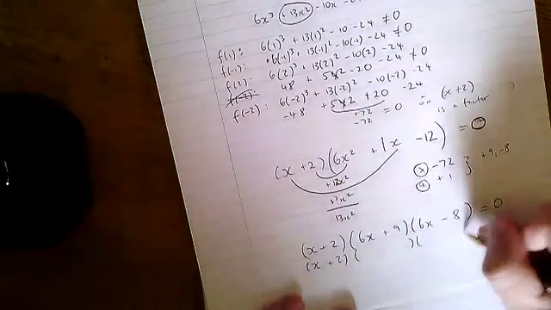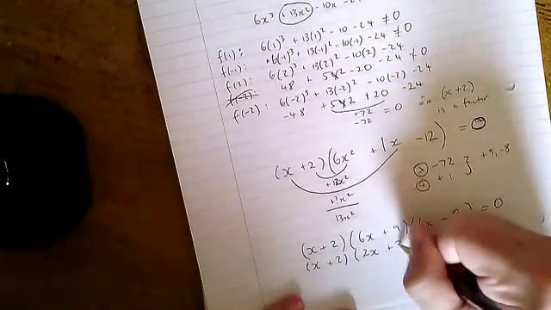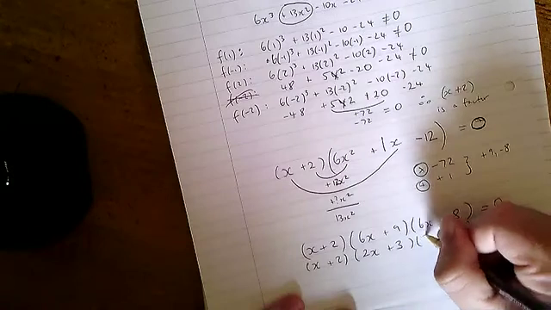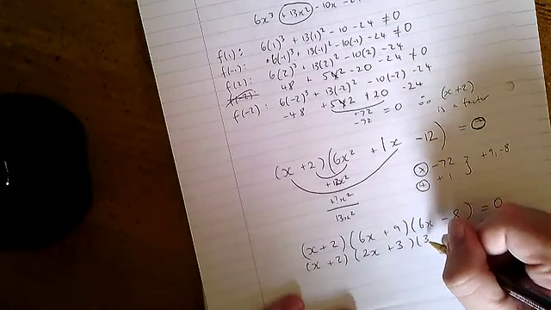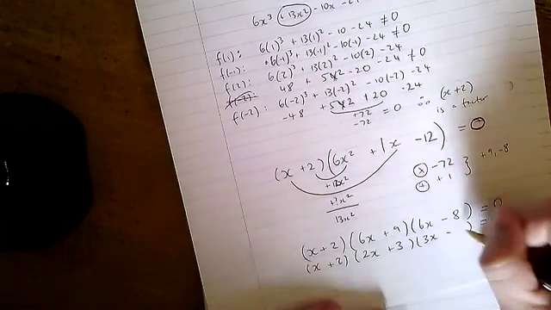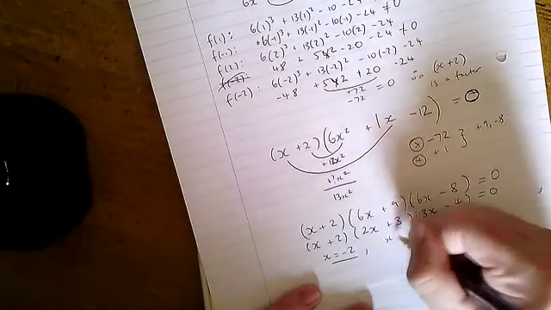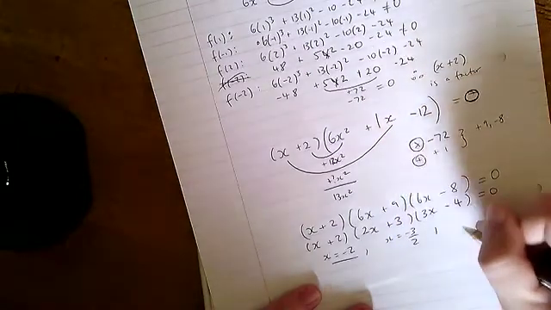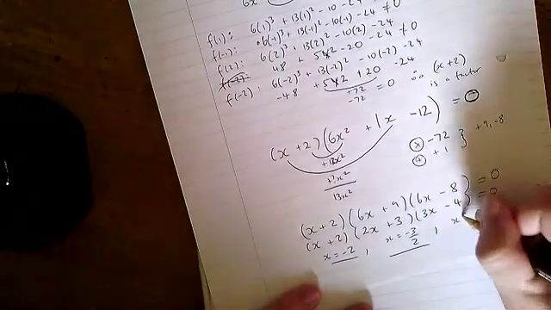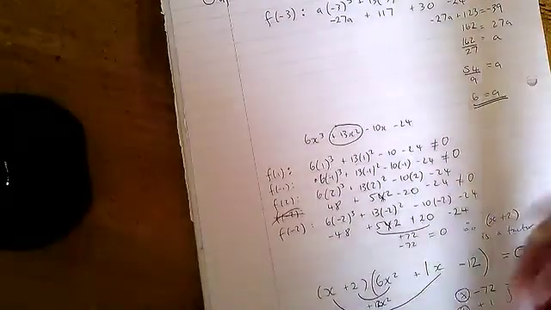If you do this method, you must fully factorise, which would be 2x plus 3, and this would be half of it, which is 3x minus 4. So x equals minus 2, x equals minus 3 over 2, and then x equals 4/3 would be my answers for 9 part B. So there we go, that was part B there.